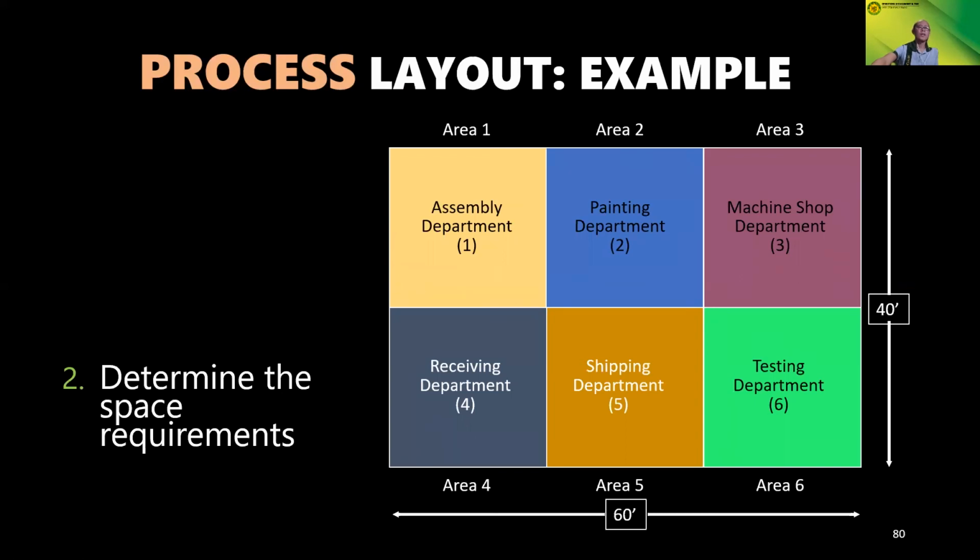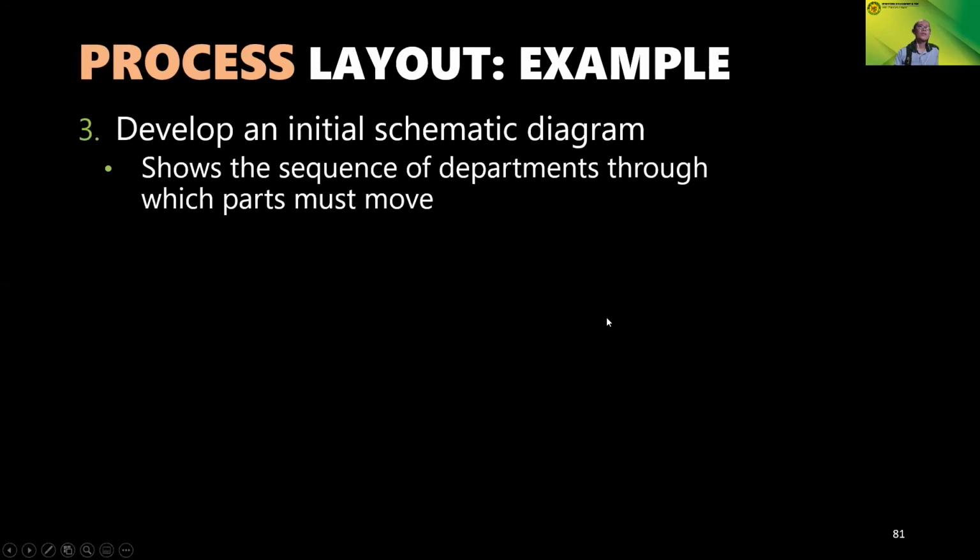Okay, think of this as a starting initial layout. Our goal is to improve this layout if possible. Then, we are going to develop an initial schematic diagram showing the sequence of departments through which parts move. It always boils down to a layout, or a diagram, or a drawing of the existing layout.